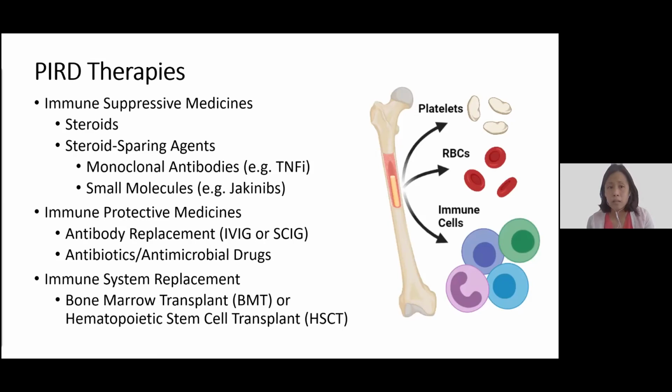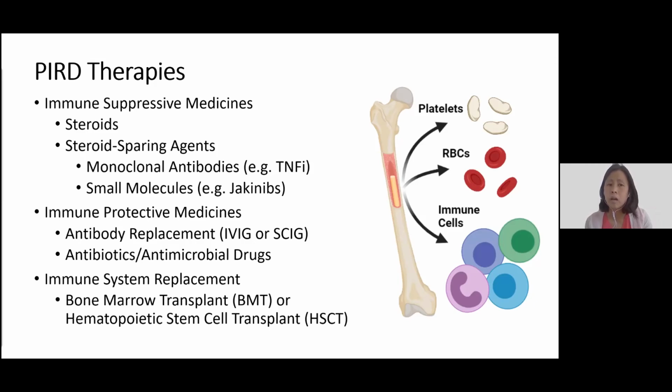But the problem with steroids is if you need high doses for a long period of time, there can be a lot of bad side effects from being on steroids. And so these patients oftentimes need another type of medication, what we call steroid sparing agents. There are a variety of different types of treatments. Some are monoclonal antibodies like TNF inhibitors or rituximab. Sometimes there are small molecule targets such as JAK inhibitors like tofacitinib or ruxolitinib. And these are medicines that are not steroids that are able to decrease the immune system response.